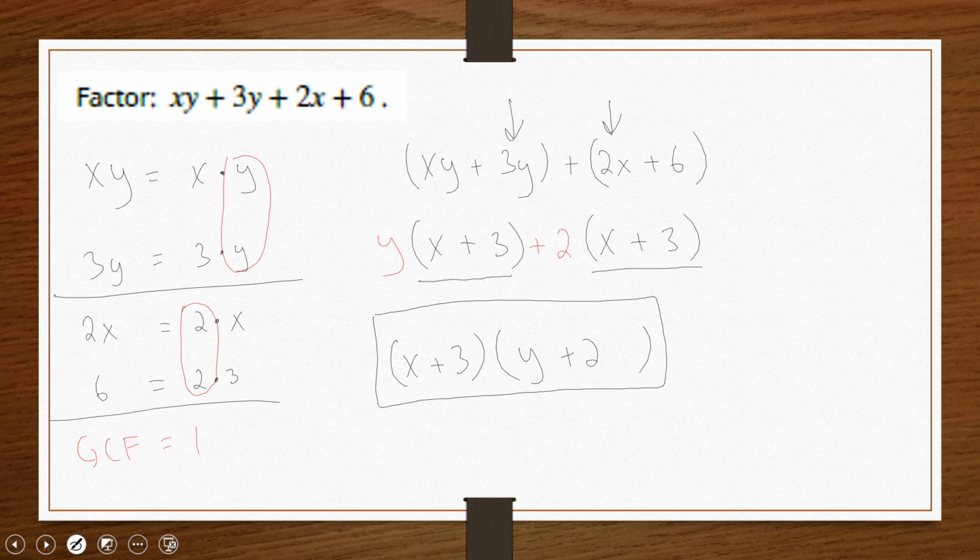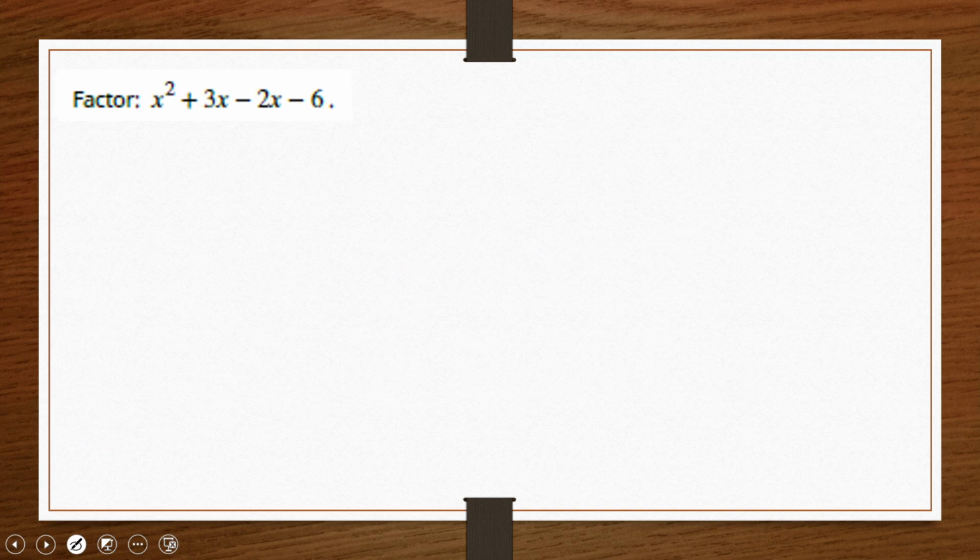Let's look at one more example. In this instance, I start with the question of factoring x squared plus 3x minus 2x minus 6. Now, I'm not going to try and illustrate in this case that these don't all have a common factor. I think that should be clear at this point.